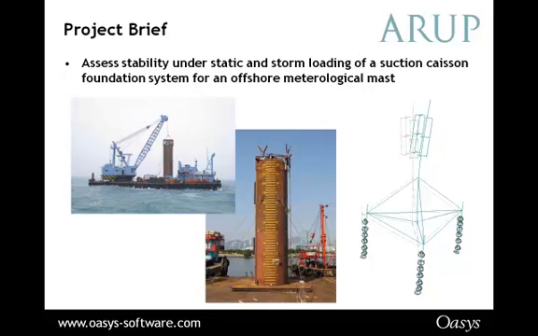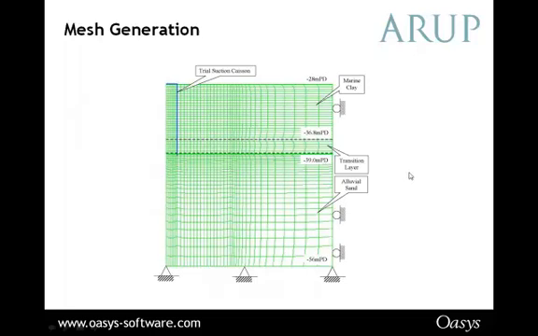And Arup was responsible for assessing the stability under static and storm loading for a suction case and foundation system, for an offshore meteorological mast. If you look to your right-hand side, you can see the tripod configuration that the casings are going to go in. This is part of a GSA model. And here you can see the trial suction casing. And this is the mesh that was generated in SAFE, which has been annotated to show where the suction casing is, the boundary conditions, and the soils.